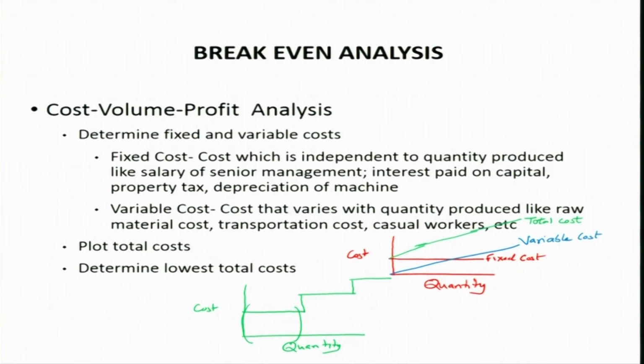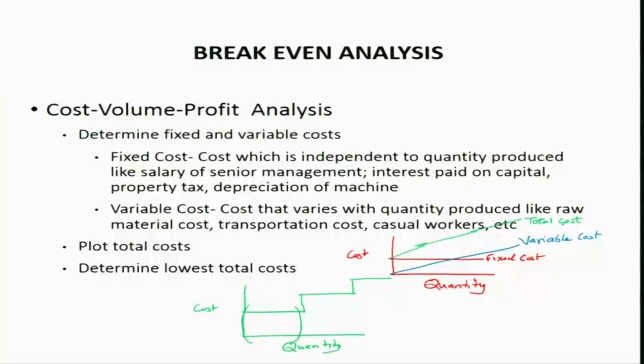Now, the remaining 2 points I have already elaborated here. Plot the fixed cost first, then plot the variable cost, and then we can plot the total cost and determine the lowest total cost. That we will do in our subsequent slides and discussions. So, break even analysis considers two types of cost, fixed cost and variable cost, and our idea is to select a location where the total cost, that is fixed cost plus variable cost, is minimum. Fixed cost is that cost which is independent of the quantity produced, whereas variable cost is that cost which varies with the quantity produced.